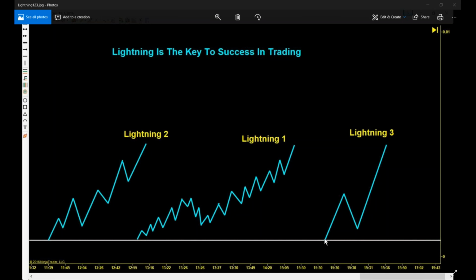because what you're looking for on a trend is a continuation in higher lows and higher highs. And, you know, until it takes this out right here, it's not heading down even on what we call lightning 3. Everybody see that?